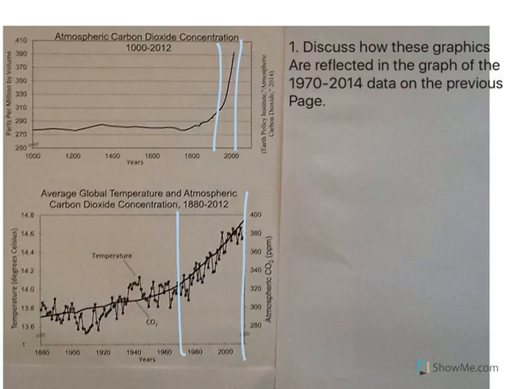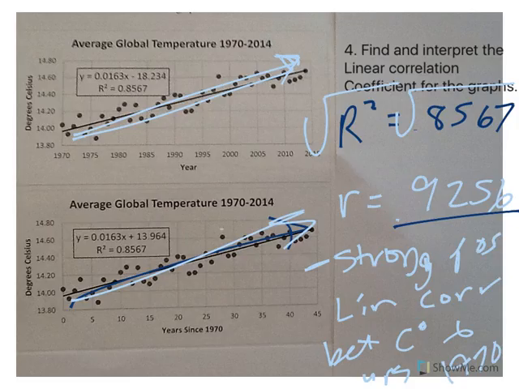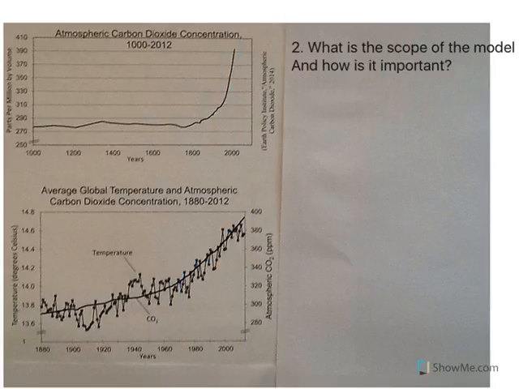Now, this graph here up top just shows a straight up increase. Whereas the one down here, you can see there are some ups and downs with different pieces. So you can also see here that the dots up and down do show a variation.